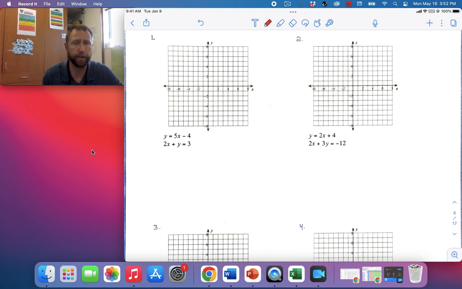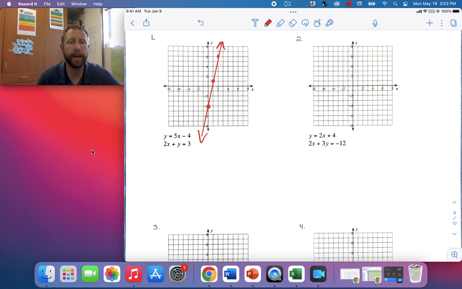I'm just going to graph the first equation, y equals 5x minus 4. So minus 4, start here. 5 is not a fraction, but I can make it a fraction by putting it over 1. So up 5 to the right 1. 1, 2, 3, 4, 5 over 1. And then 1, 2, 3, 4, 5 and over 1. So there's the first line.